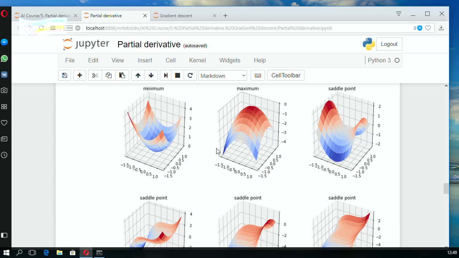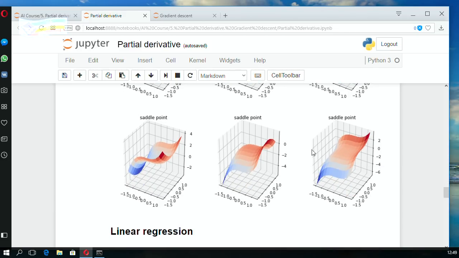And if we have saddle points, then this is actually a point where the derivative is equal to 0, which means that the ball can actually exist here. But even if we have a small momentum, then in that case the ball will just slide down in all these cases. So it's not a minimum, it's called a saddle point.